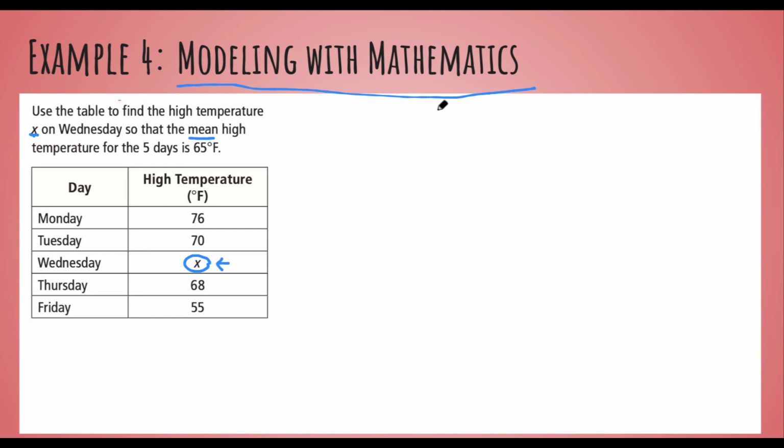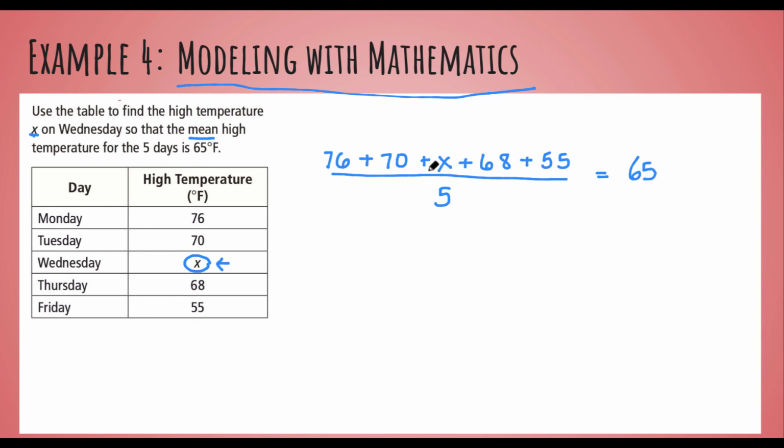Okay, and let's see how you did. So if we know that the mean is 65 degrees Fahrenheit, in order to find the mean, or the average, we're going to take all of our values and add them up and divide by the number of values. So there's 5 days, so we have Monday's temperature of 76 degrees, plus Tuesday's 70 degrees, plus Wednesday, which we don't know, that's our unknown, plus Thursday, which is 68 degrees, plus 55 degrees on Friday. And if we're finding the average, we're dividing this by the number of days. So there's 5 days, and this is equal to 65 degrees.